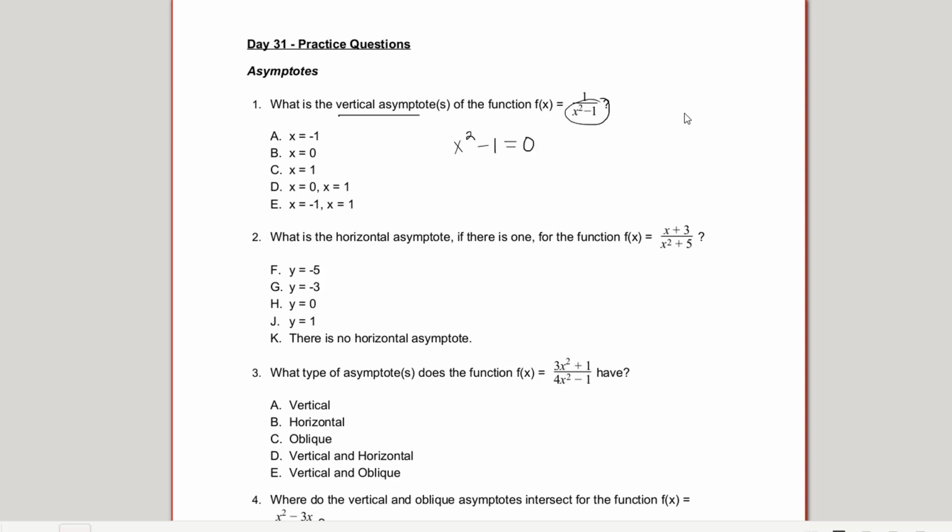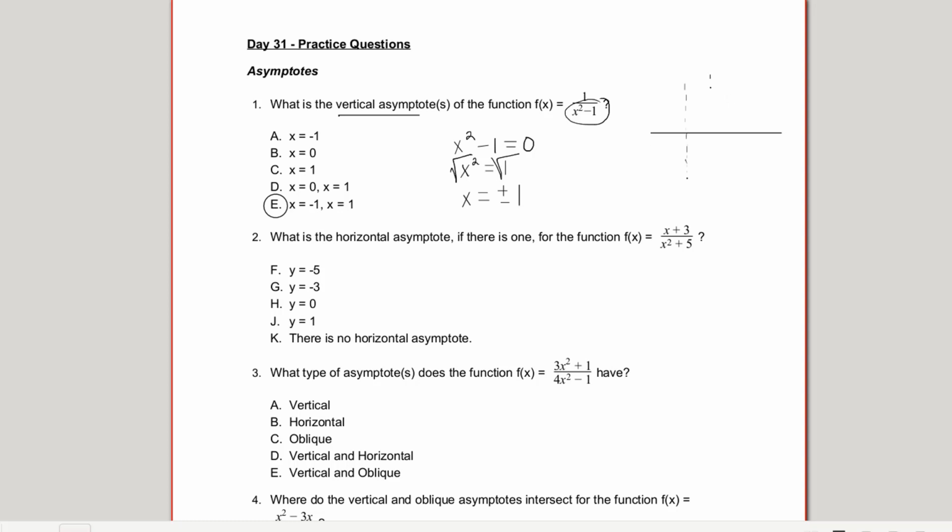And remember, an asymptote is that line that the graph approaches but does not usually cross. For most cases on the ACT, it's not going to cross. So we're going to solve for x, and we'll bring this 1 over. We take the square root of both sides, and we get that x is equal to plus and minus 1. Don't forget the plus and minus when we take the square root. And so that gives us answer choice E, x is equal to negative 1, and x is equal to 1.